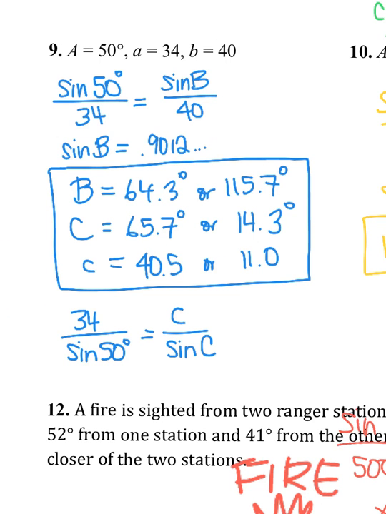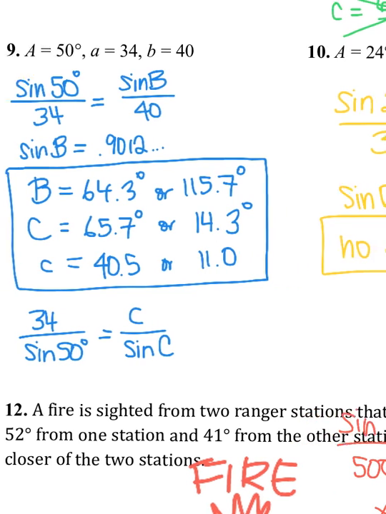All right, here are your answers. This is for number 9. There were two solutions. One would be if angle B was 64.3 degrees, angle C is 65.7 degrees, and side C is 40.5. Or angle B can be 115.7 degrees, angle C is 14.3 degrees, and side C is 11.0.